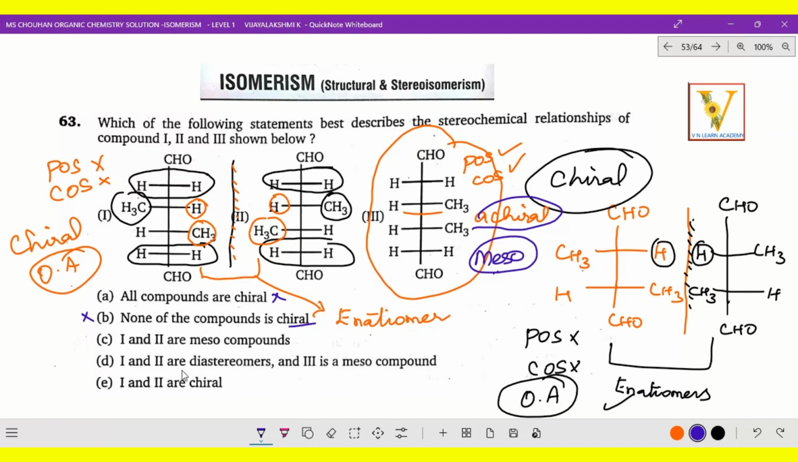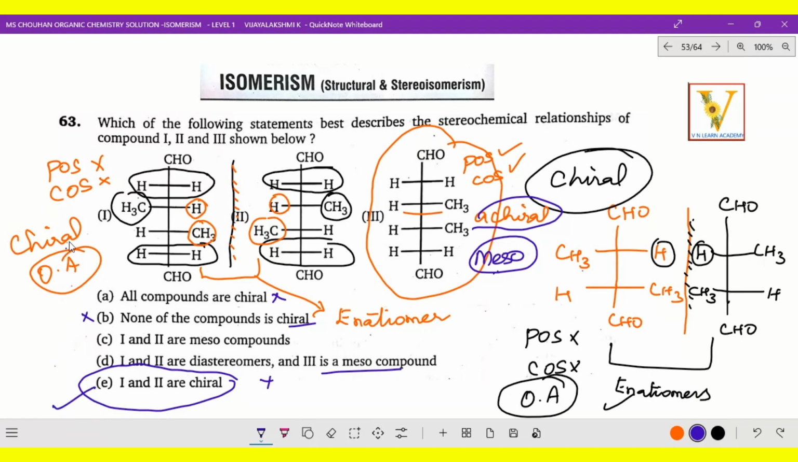And 1 and 2 are diastereomers and third is meso. Third is meso, it's correct. But 1 and 2 are not diastereomers. Diastereomers is when one is fixed and the other one is changing. Here, both sides are changing, right? See, both sides are changing. This also is changing. This is just the opposite. So that means this is not diastereomers. And the last one, 1 and 2 are chiral. See, option E is the correct option.